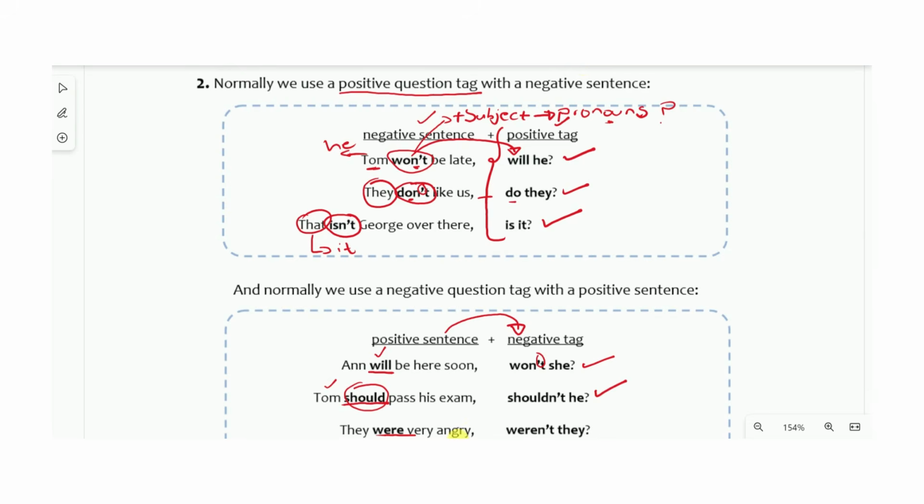And then the last from the examples that we have: "They were very angry." You look at where is the auxiliary verb and it's in a positive. We are going to contract it in such a way that we formulate it into a negative because the statement is how? Positive. And then remember, the subject here is already "they." So we don't need to change it. We take it the way it is. It's going to be "weren't they," and that becomes our negative question tag.